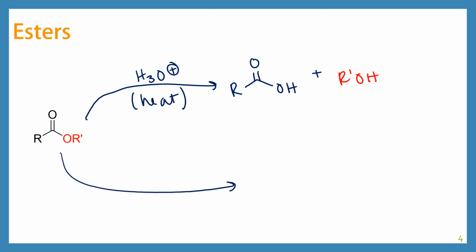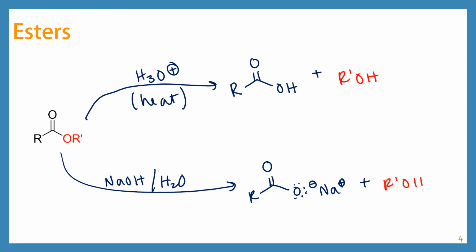And if we do this in base, we would end up with the carboxylate and the alcohol. Now this process is called saponification because this is the process through which soap is actually made from fatty acids.